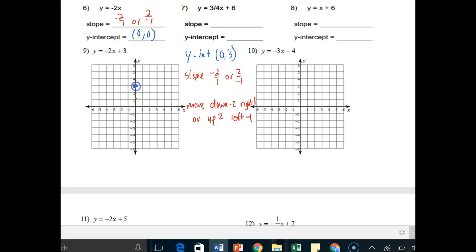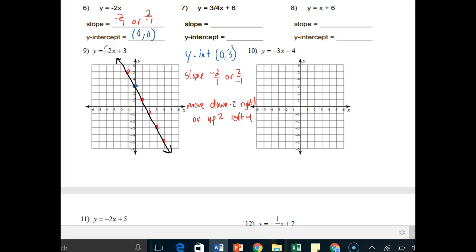So down 2, right 1, down 2, right 1, down 2, right 1, down 2, right 1, or up 2 and left 1. Notice that if I made the mistake and went down 2 and left 1 to start, I would get a positive sloping line. I don't want a positive sloping line. The equation clearly says negative slope with a positive y-intercept, which I have.